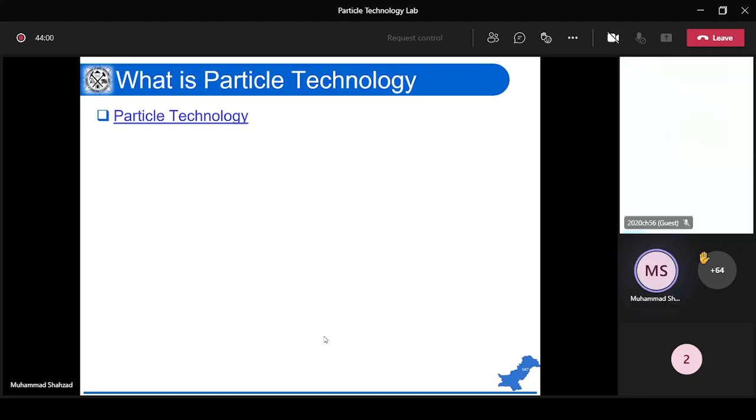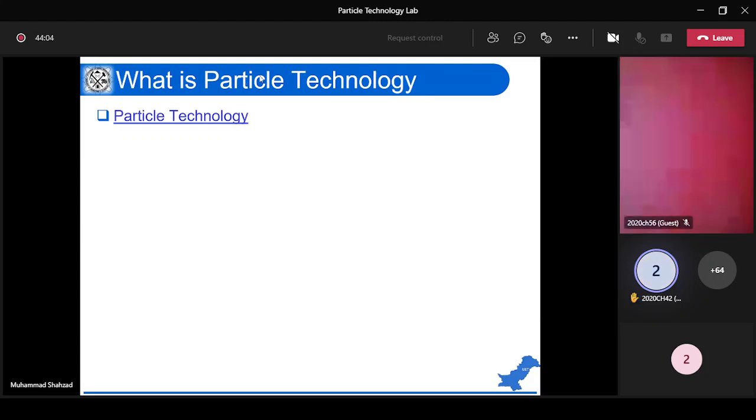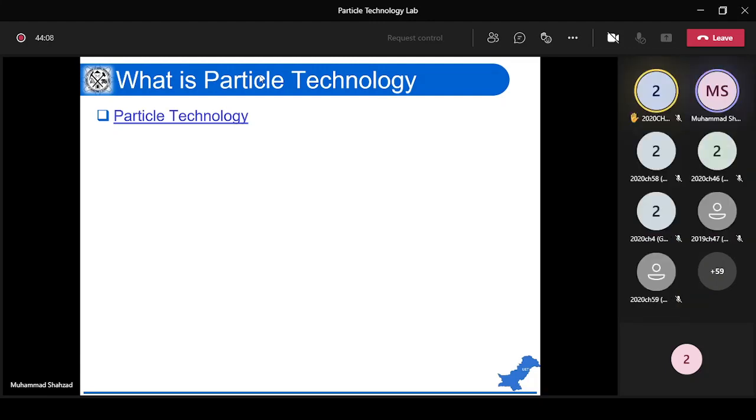Yes, 42. Sir, I think maybe processing of particles. Processing of particles, that's very right. You can say this is one of the subfields of particle technology, right? Anyone else? Processing of particles is right because it comes under the scope of particle technology.